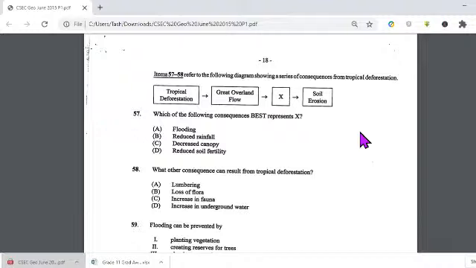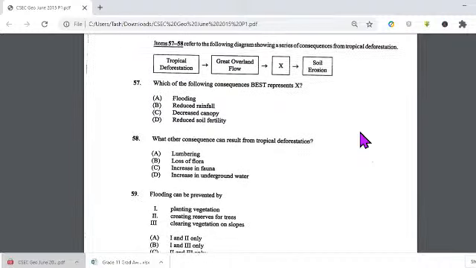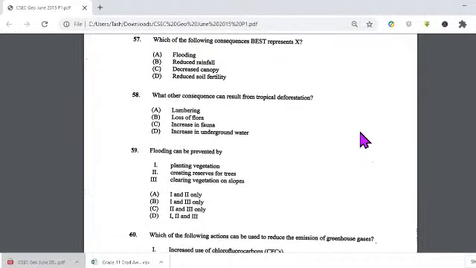So most persons are at 58 now. All right, so somebody's okay, you understand 57. Good job. So we're moving on to 58. What other consequence can result from tropical deforestation? So tropical deforestation can lead to lumbering, is that it? Or does it lead to loss of flora?